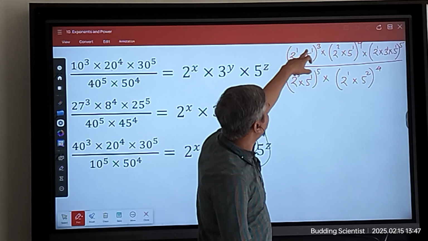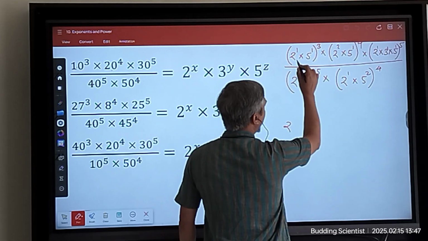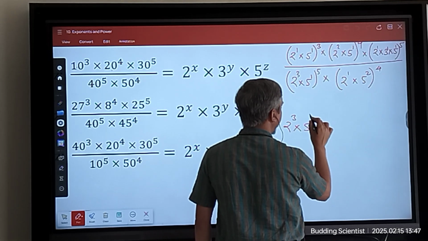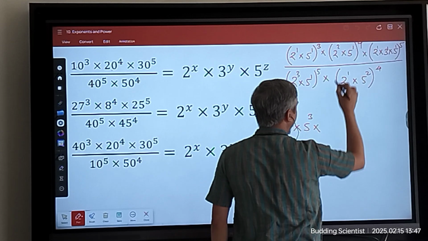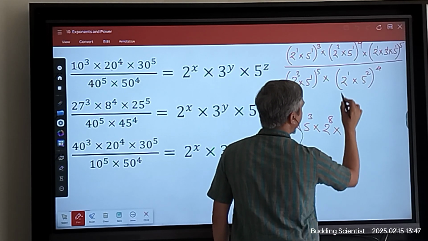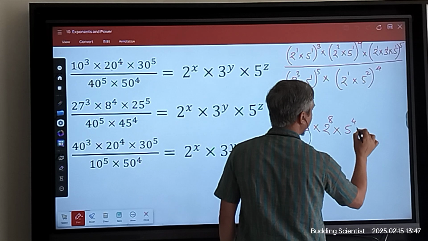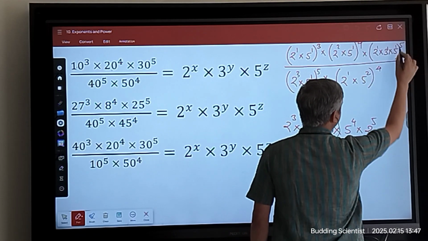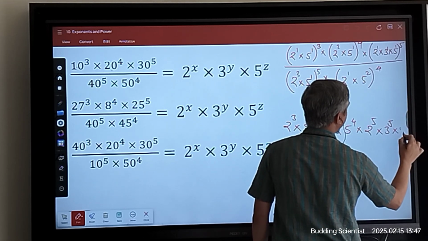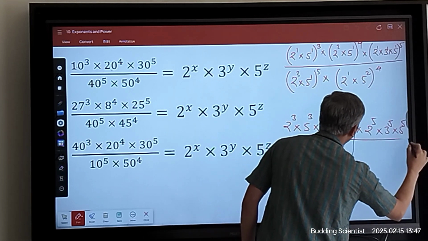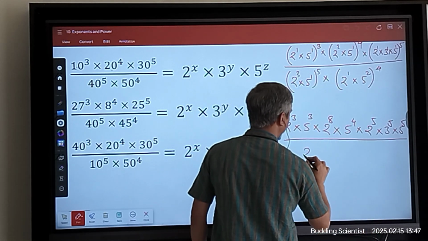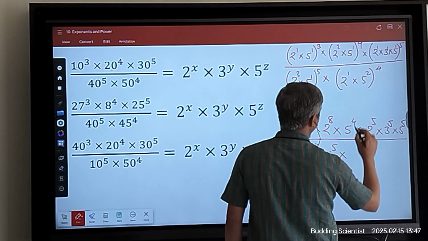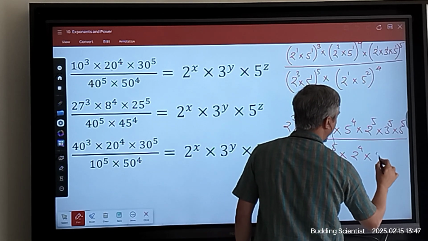Then the next step will be 2 raised to 1 into 3, which is 2 raised to 3, multiplied by 5 raised to 1 into 3, which is 5 raised to 3, multiplied by 2 raised to 8, multiplied by 5 raised to 4, multiplied by 2 raised to 5, multiplied by 3 raised to 5, multiplied by 5 raised to 5, divided by 2 raised to 15 into 5 raised to 5 into 2 raised to 4 into 5 raised to 8.